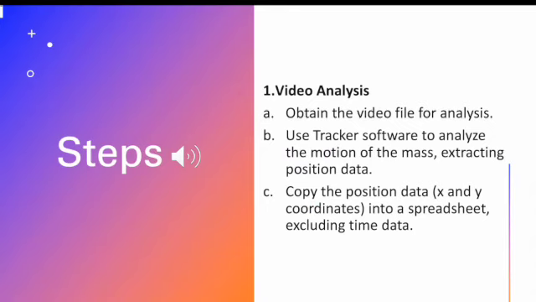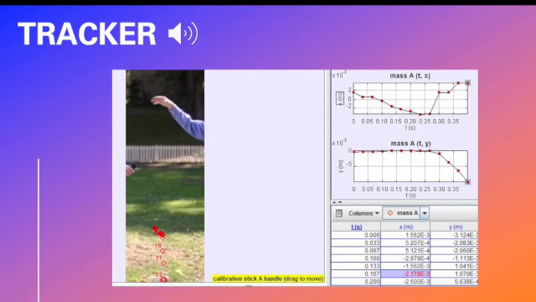To replicate the experiment, we would first need to obtain the video file for analysis, which can be found in Canva. We can use the Tracker software to analyze the motion of the mass, where then we can extract the position data, and then this position data we can copy into an Excel spreadsheet to find a graph and connect it with the code.